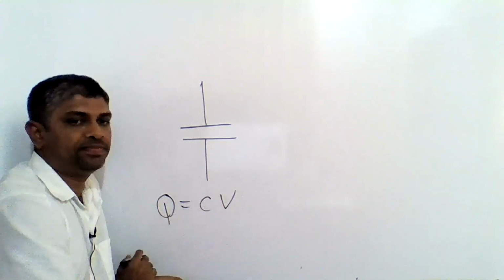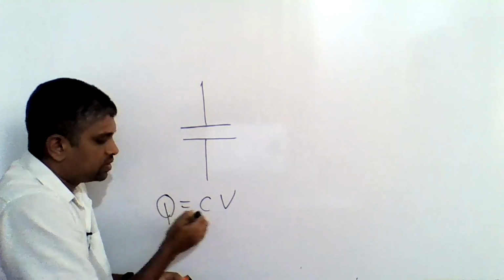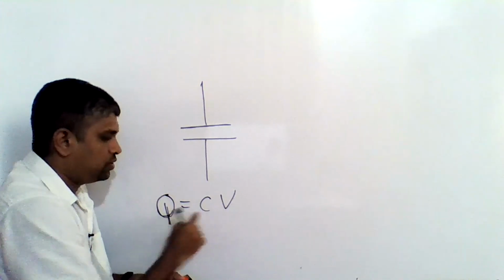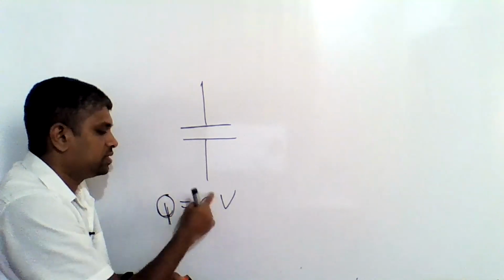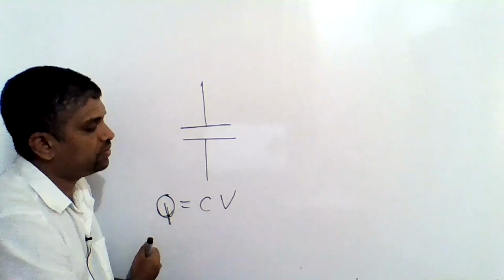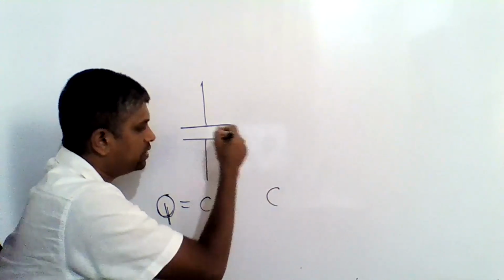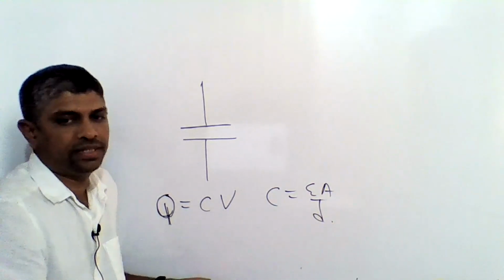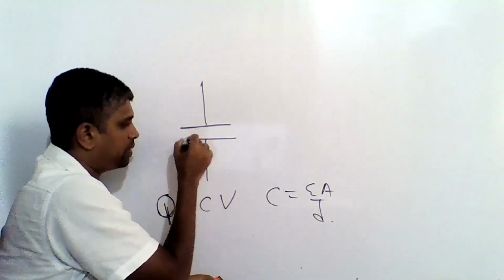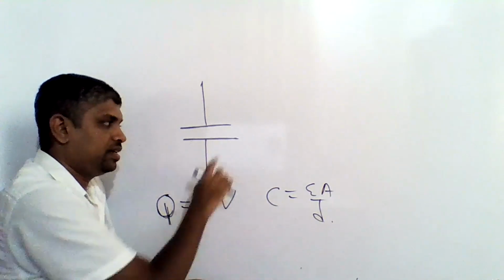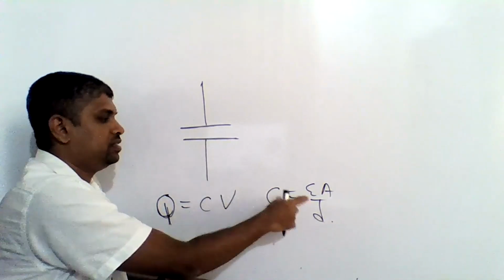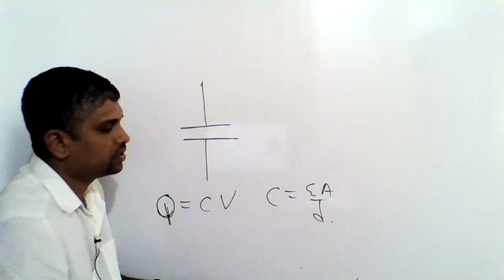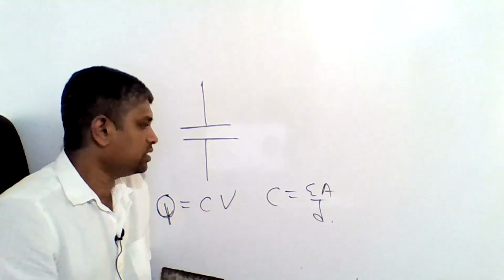There is a capacitor. The charge, voltage, and capacitance are related by Q equals CV, as we know. And when it is a parallel plate capacitor, C is given by epsilon A over D, where A is the cross-section area, epsilon is the permittivity of the material or medium, and D is the distance. So those are the things that we should know.